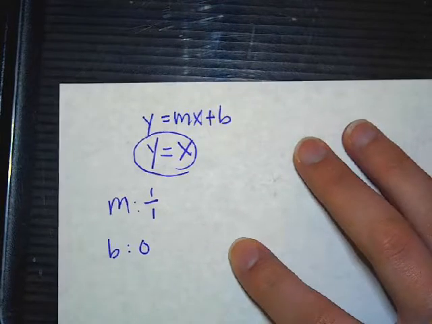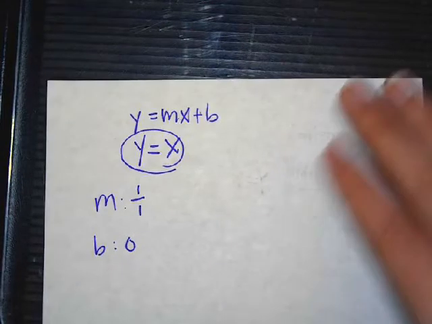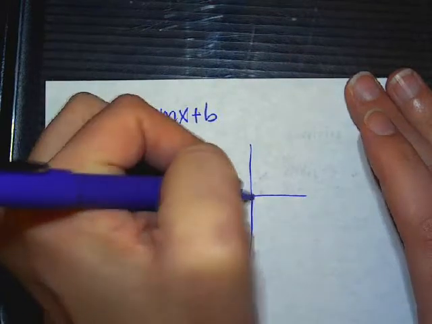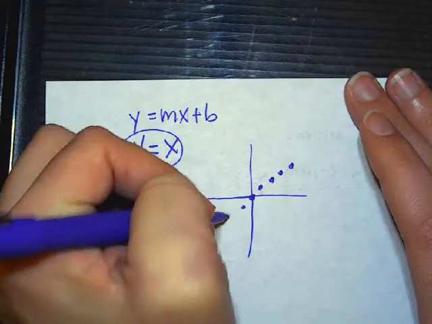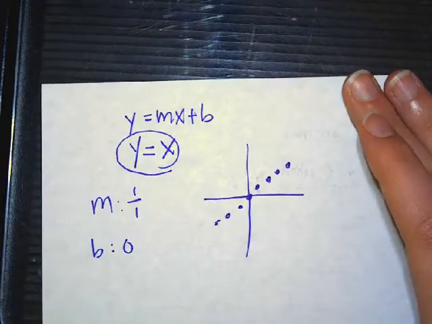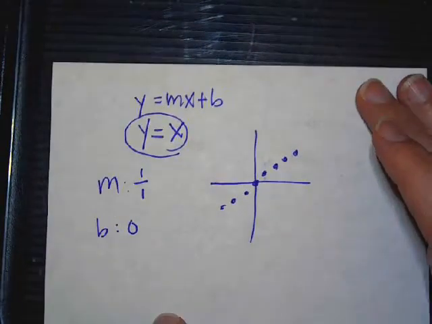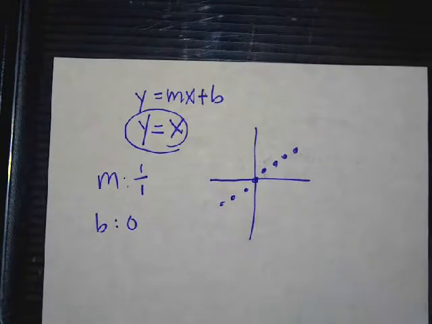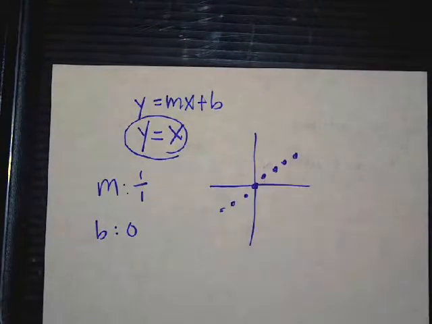Good. Okay, if I was to graph this, I would start in the middle, up 1 over 1, up 1 over 1, up 1 over 1, and down in the opposite way. You can just watch for now. Okay, so this is the original line for linear.